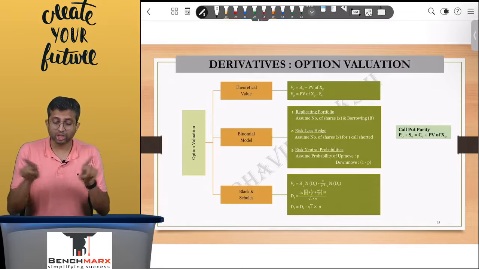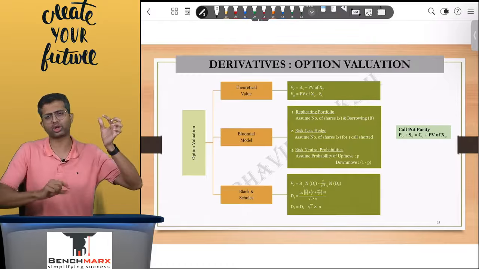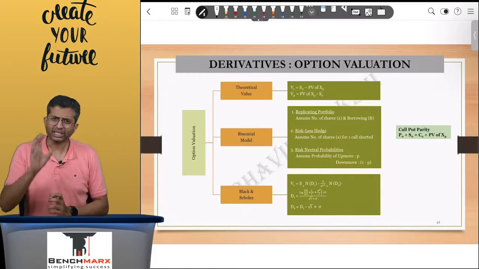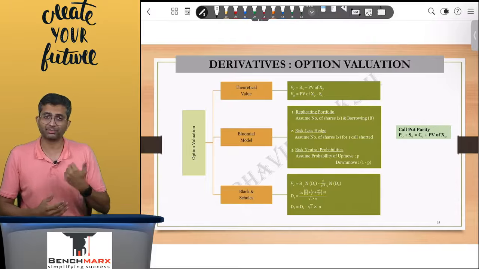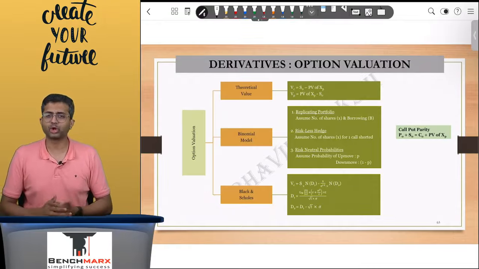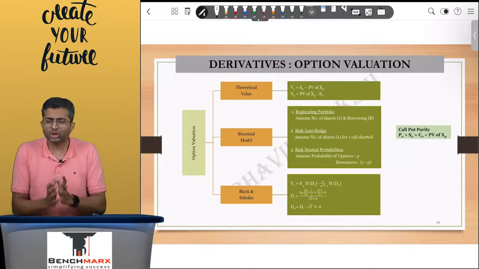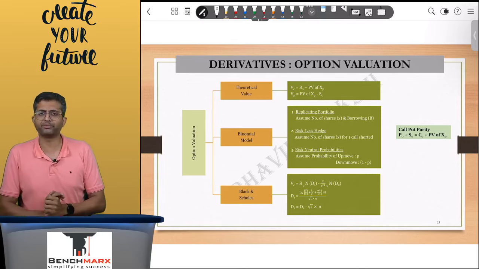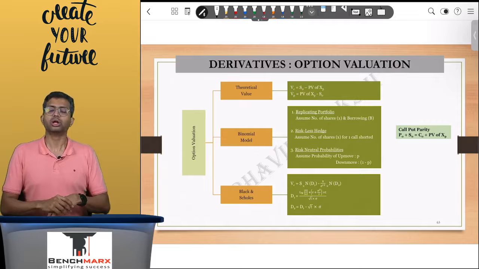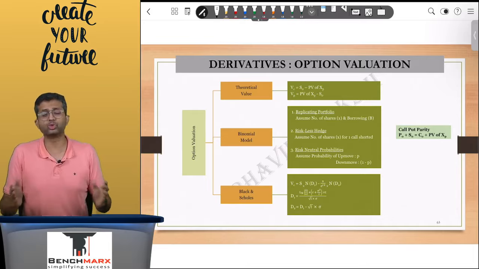In the binomial model, you have only two possibilities. The price can go up or the price can go down. These will be given to you. There are three ways in which you can solve: a replicating portfolio, a risk neutral portfolio, and a riskless hedge. All of these are methods which will help you find the value of a call. The easiest, in my opinion, is risk neutral probability. However, you can use any of these.